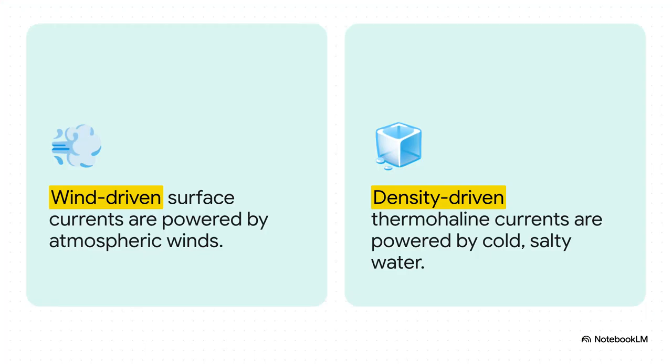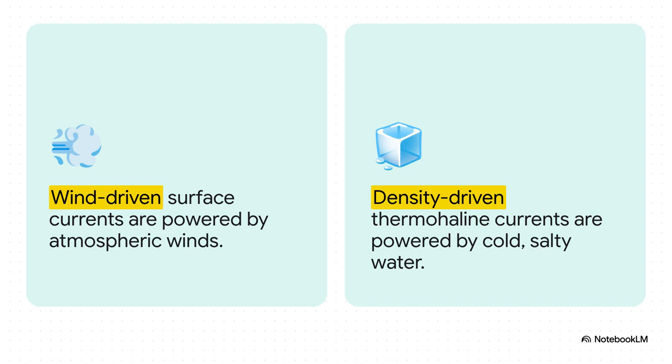So the absolutely crucial thing to grasp right off the bat is that ocean movement isn't just random. It's powered by two completely distinct, non-stop engines. First up, we've got the wind engine driving the top layer. Then right below it, there's the density engine, powering the deep ocean.